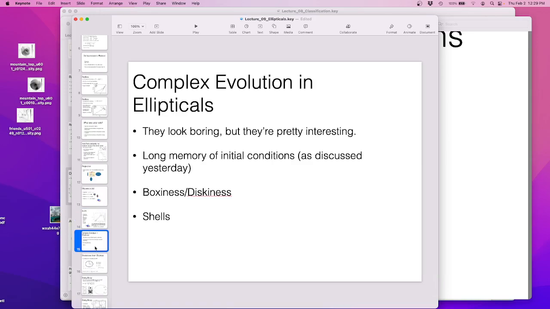Okay, so complex evolution. So they look relaxed. This is what we could come back to. An elliptical galaxy looks like it's basically a relaxed object. It basically has a Maxwellian velocity distribution. I'll tell you what that means in a minute. But they're actually pretty interesting. Actually, let me go back to that for a second.